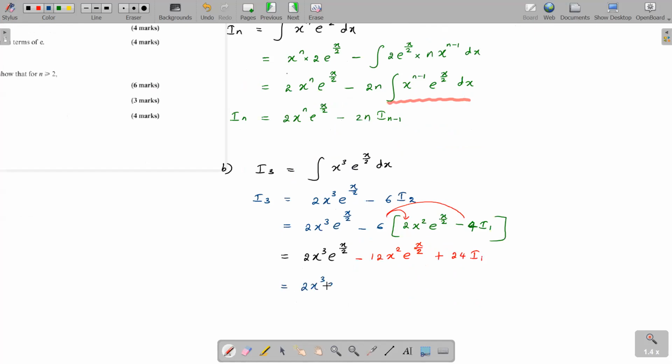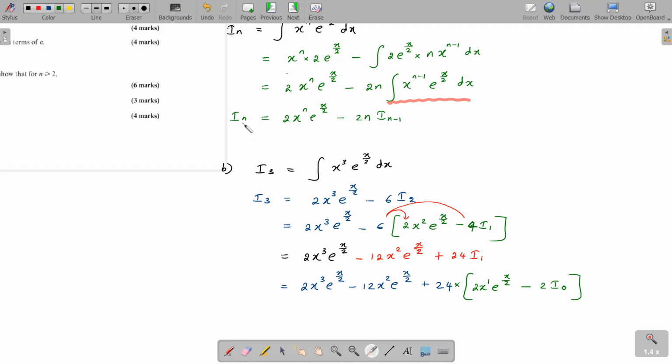So how do I use it again? 2x^3 e^(x/2) comes as it is, minus 12x^2 e^(x/2) plus 24 times I_1. Put a big bracket. Go to I_1: input 1 here. 2x^1 e^(x/2) minus 2 into 1, which is 2, I_0. Now you might be wondering, so I have I_0.